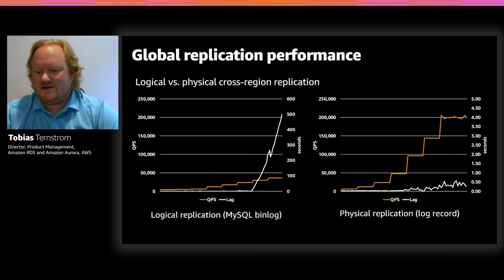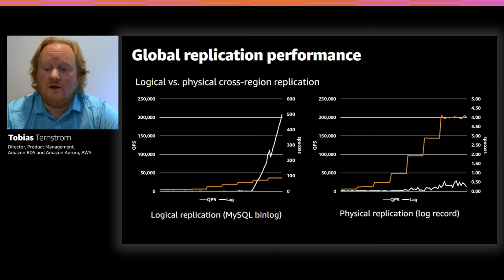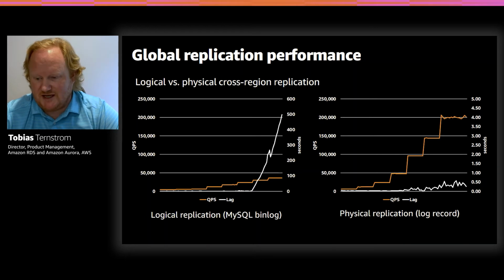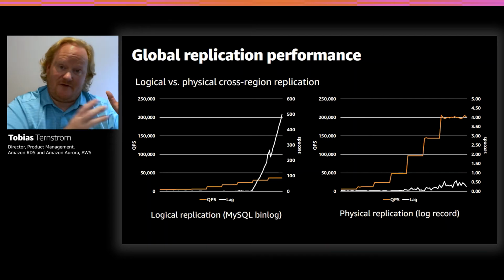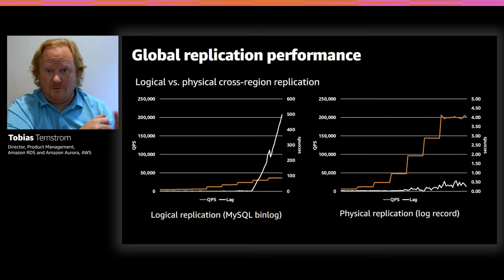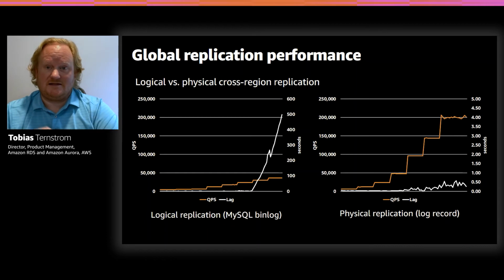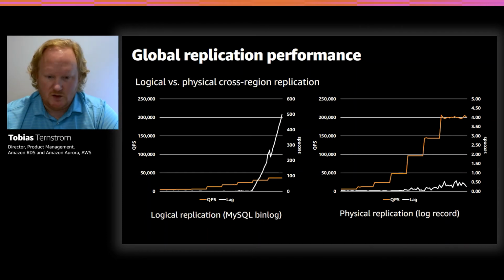If we go on the right side and look at Global Database, you can see that the QPS ramps up here to about 200,000 writes per second. And the replica lag, you can see, stays well below 1 second. So here we hardly ever go over half a second in terms of lag. So again, this affects both your RPO, recovery point objective, as well as the freshness of the data on the secondary side.